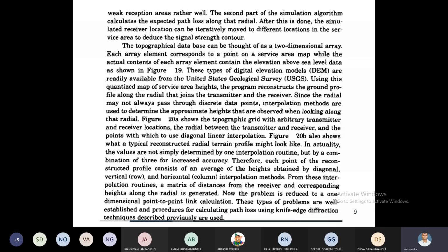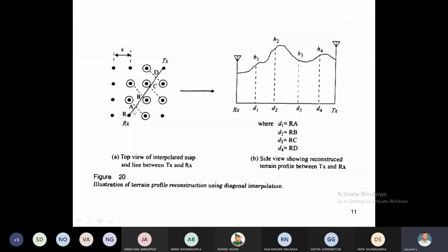Now see this one, we have to draw ABCD here. A, B, C, D are points. That is the radial joint between transmitter and receiver. Here, when we are getting A, B, C, D points from this transmitter to receiver, along this radial line, what are the nearest heights? Take the average and give it as the points of A, B, C, D. Once we get the average points, we have to draw the radial joint. This is about the top view. Similarly, the side view of the terrain profile between transmitter and receiver.